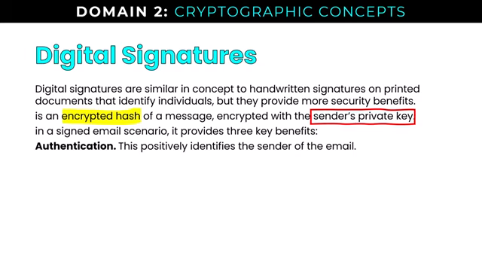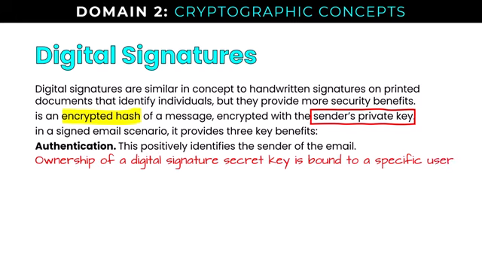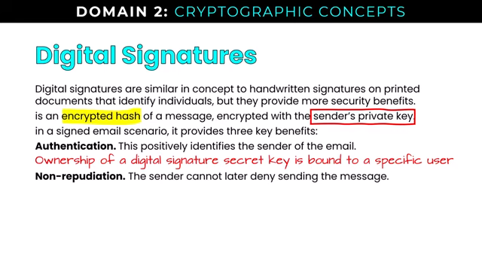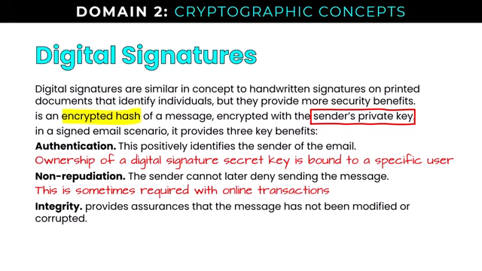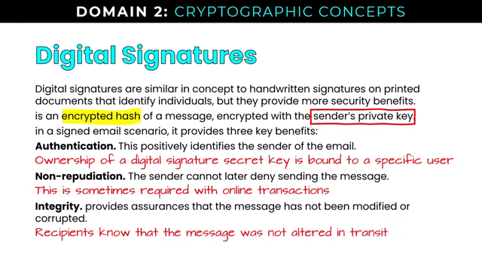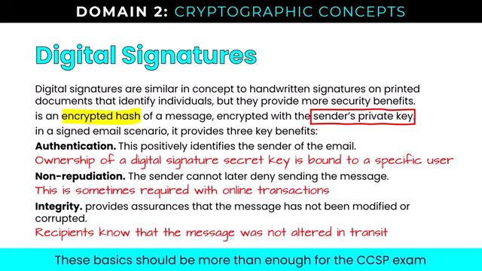Authentication, it positively identifies the sender of the email. Ownership of a digital signature secret key is bound to a specific user, so it gives us non-repudiation. The sender cannot later deny sending the message. This is sometimes required with online transactions. And integrity, it provides assurances that the message has not been modified or corrupted. Recipients know that the message was not altered in transit. These basics should be more than enough for the CCSP exam if you see a digital signatures question.